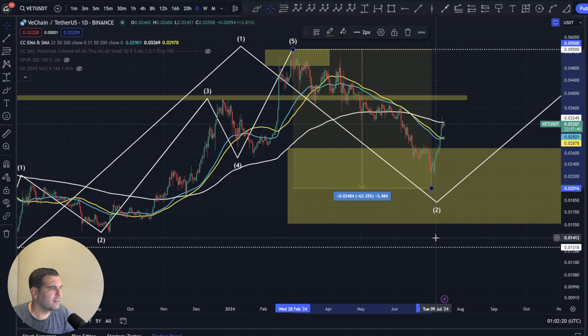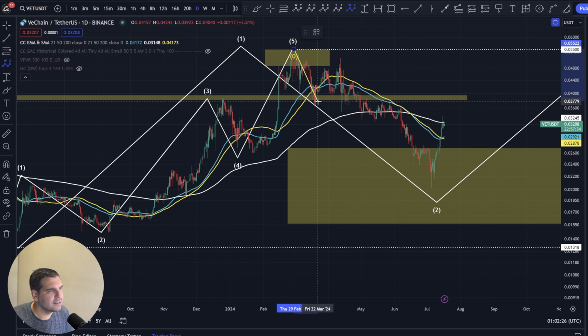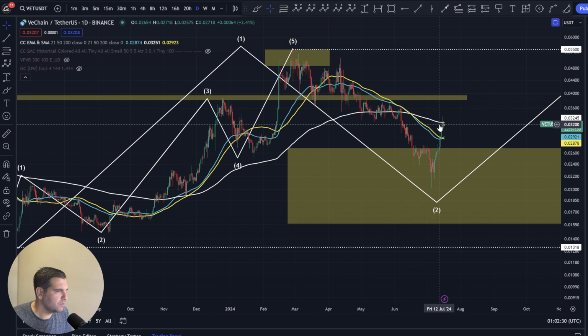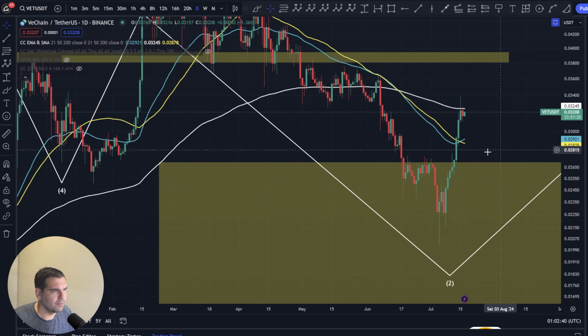Originally, we were looking at this 63.35% move to the downside as a WXY, X and Z, WXY, X and Z. However, this move to the upside actually is a little bit better than expected and therefore is actually more of a reversal than anything else. So we're going to go ahead and review what's going on with this right here.